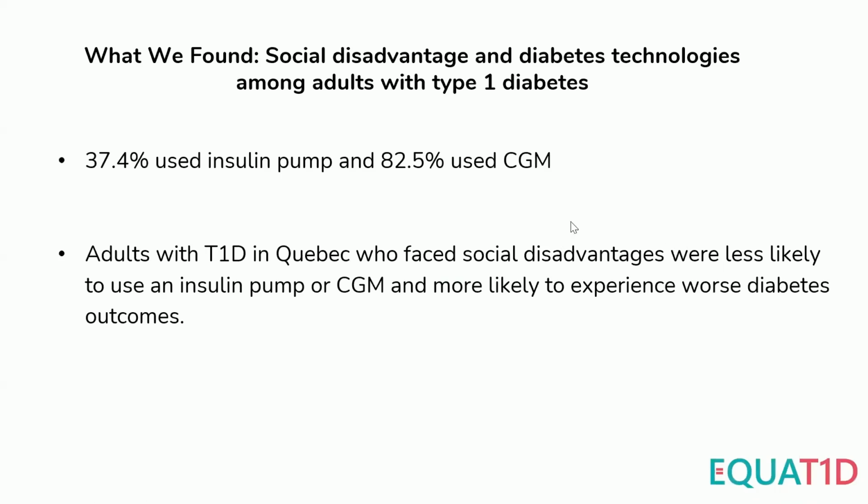So to summarize, we found that 37.4% of individuals use an insulin pump, and 82.5% use CGM. And we found that adults with type 1 diabetes in Quebec who had social disadvantage, so they were non-white, low income, low education, had immigrated, or had only public insurance, were less likely to use an insulin pump or CGM, and were more likely to experience worse diabetes outcomes in terms of those hospitalizations for diabetes or having DKA.